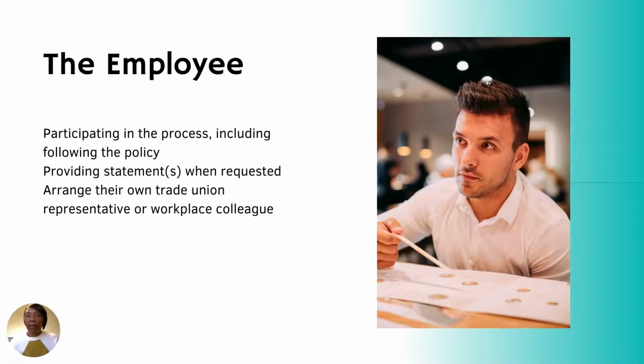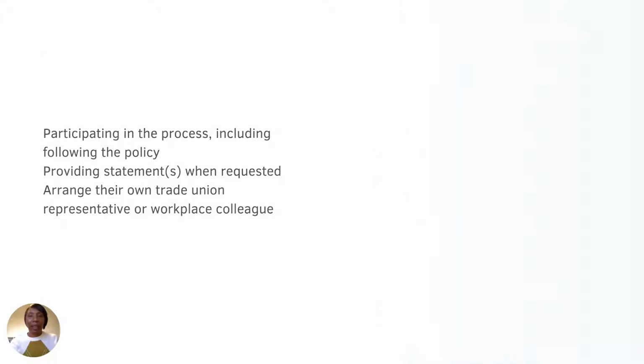So the first of the 8 roles is that of the employee, and it probably goes without saying, but the employee would be expected to participate in the process, including following the policy, provide statements requested, and arrange their own trade union representative or work colleague. So it's really important that the employee does fully participate and they are aware of what is actually happening.